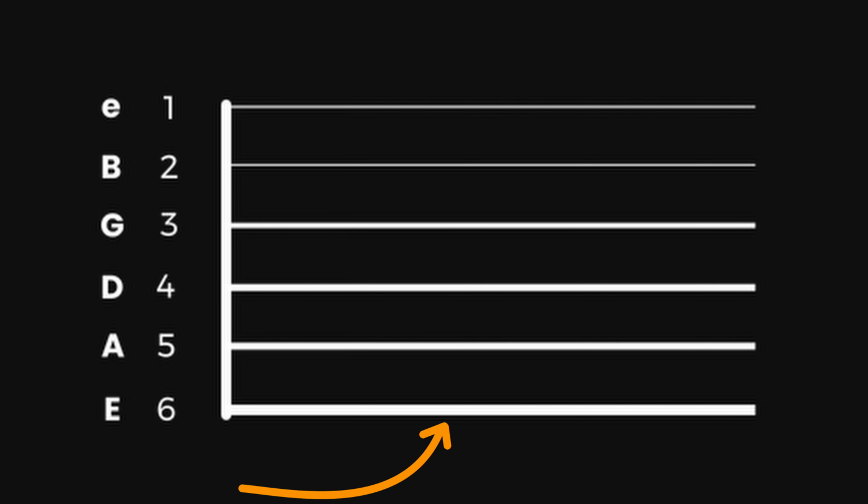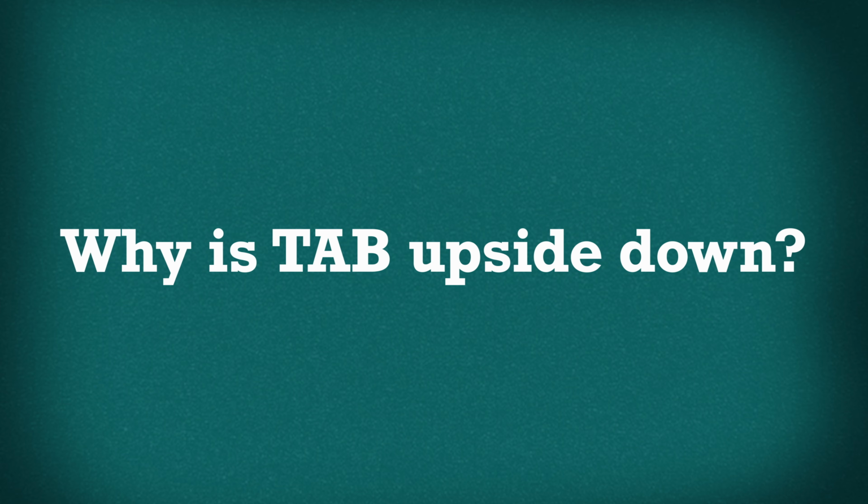The main thing to remember is that the thick, low E string, string number 6, is the bottom line. The other strings follow in order. So the top line is the thin, high E string, string number 1. This commonly brings about the question, why is tab upside down?